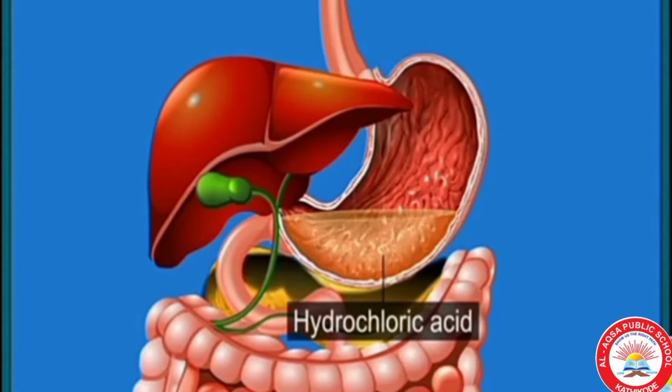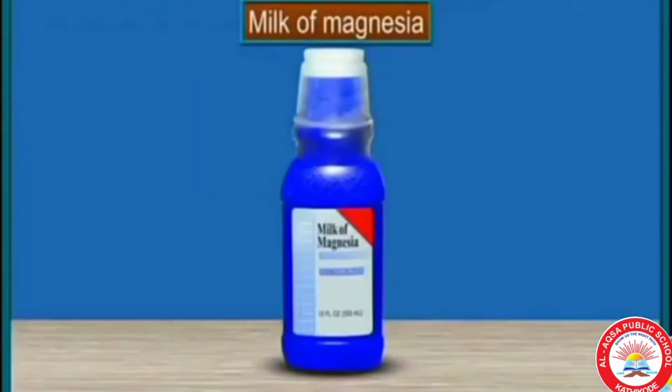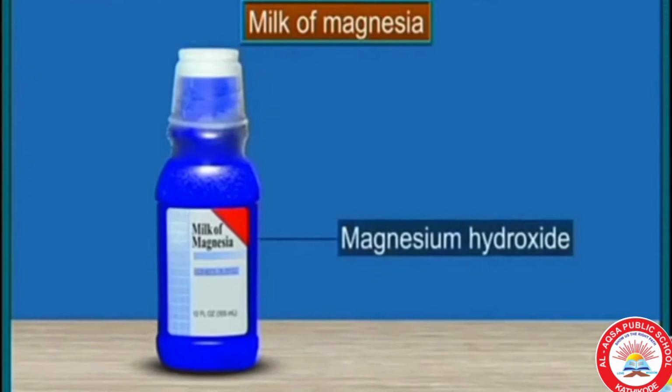Antacid contains milk of magnesia, which contains magnesium hydroxide. So, magnesium hydroxide is a base. If we use this antacid, this base neutralizes the excess acid in our stomach. So, this is milk of magnesia. It neutralizes the effect of excessive acid and we will get relief from the pain.